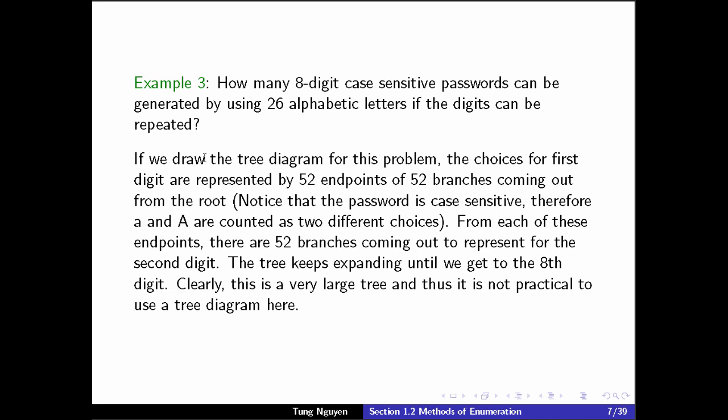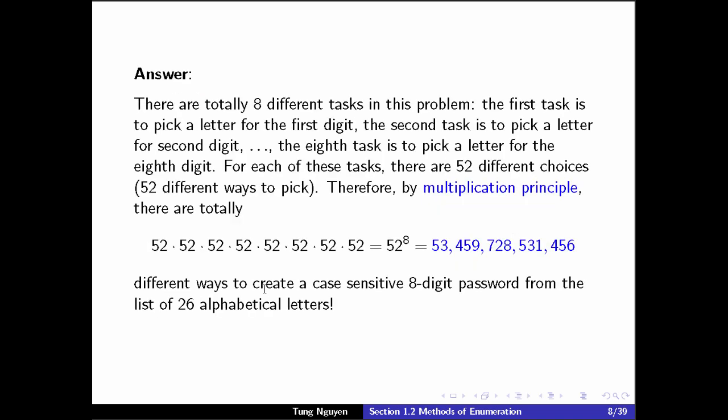So this could be a huge diagram, and in this case it is a large tree diagram, and it's really not a good idea to draw the tree diagram. However, we can solve this problem quite easily by using the multiplication principle, version 1, because we can treat this as a problem of performing 8 different tasks.